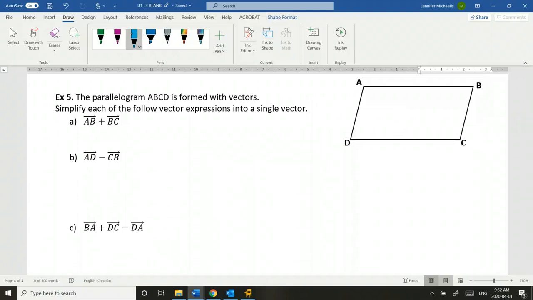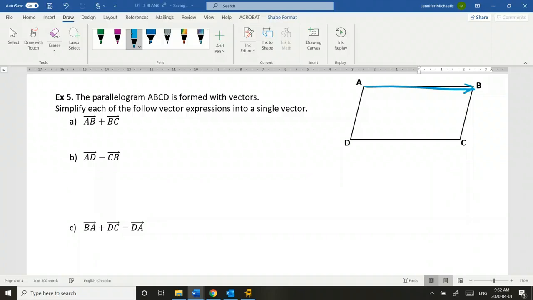All right, so I just want to show you guys how we can simplify vector expressions. If we have a parallelogram ABCD, and it's formed with the vectors AB, BC, CD, AD, or whatever order we want to put those in. It can also be DA, or BA, or the opposite vectors. We can simplify expressions both geometrically and algebraically with this statement here.